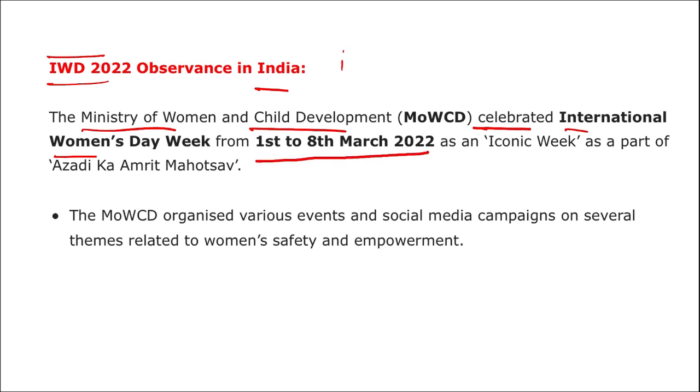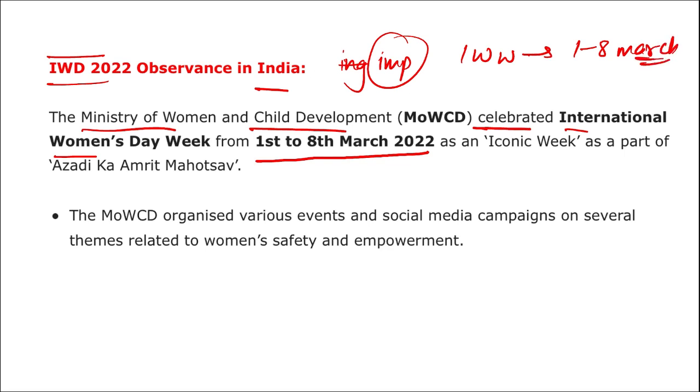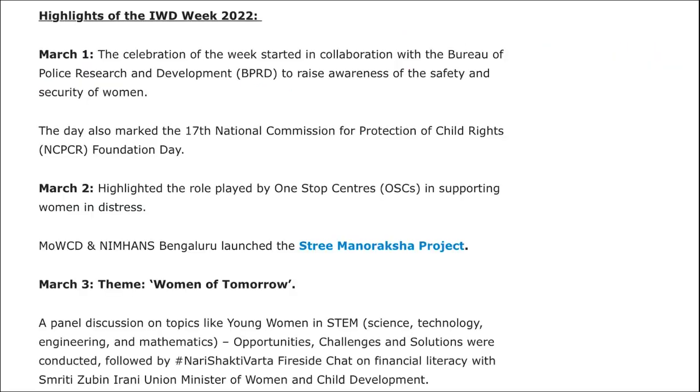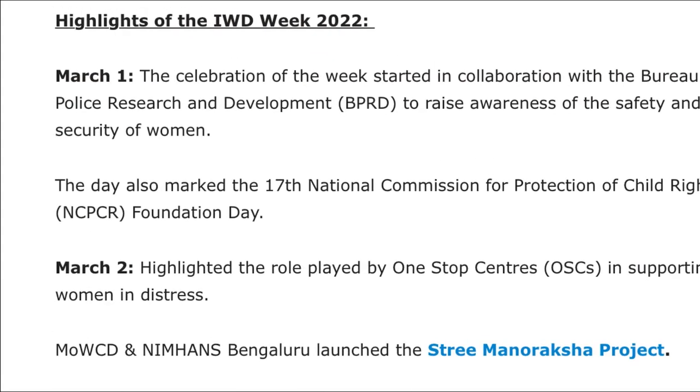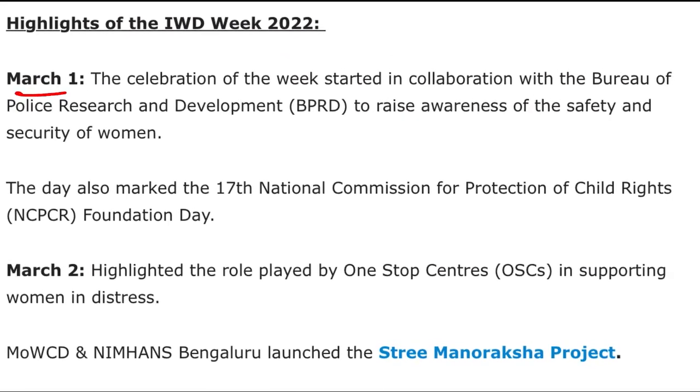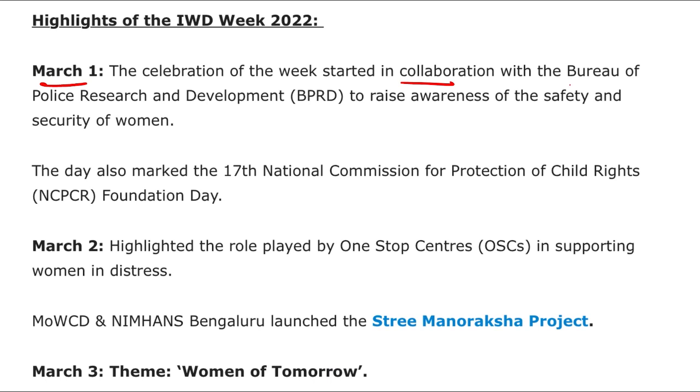8th of March 2022. So when did we observe the International Women's Week? It was observed from 1st to 8th of March. Alright, this week is also observed as an iconic week as a part of Azadi Ka Amrit Mahotsav. If we look at the highlights of this, on 1st of March, the celebration of the week started in collaboration with the Bureau of Police Research and Development to raise awareness of the safety and security of women. This is on the first day, that is on 1st March.